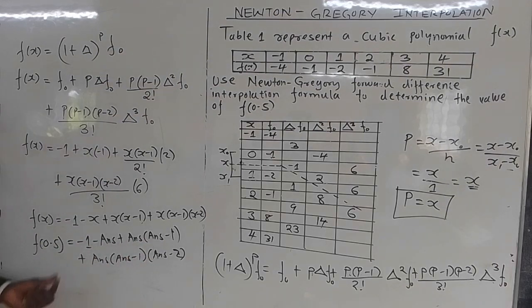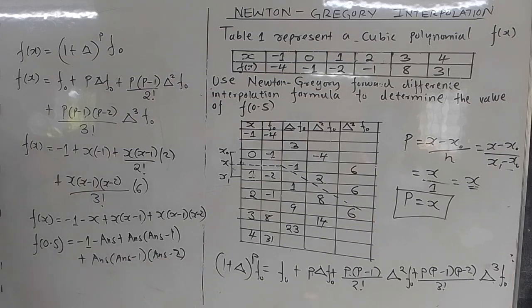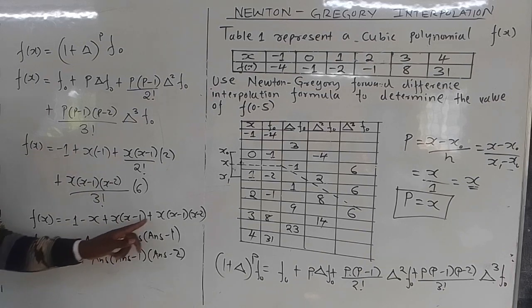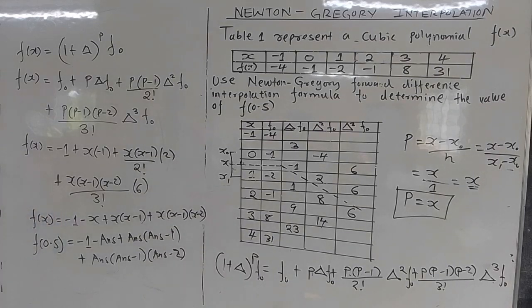So in the calculator, you put -1 minus answer plus answer into answer minus 1 plus answer into answer minus 1 into answer minus 2 to make work easier. Are we together? If you don't like that, you can just put your 0.5 where x is. You still get the same thing. What do we have here? Here I have -1.375. Anybody with a different answer? He has done exactly that.